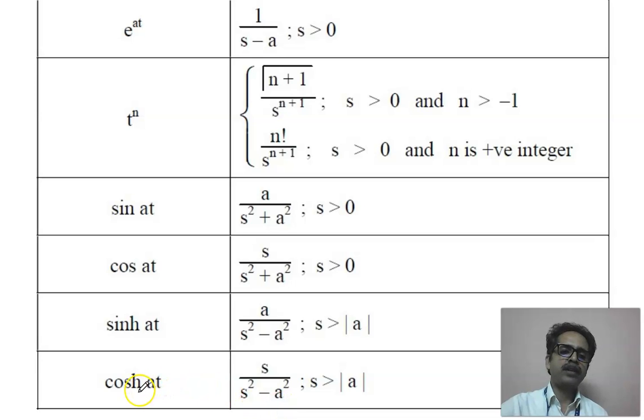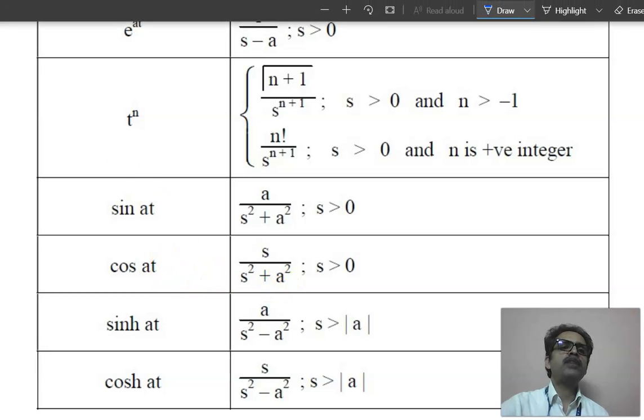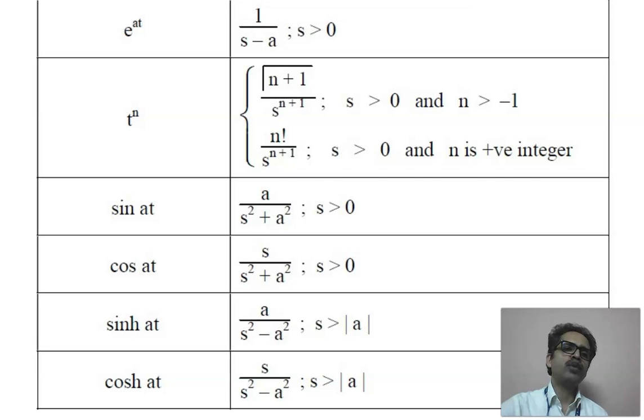So you can see the last entry here, cosh of at. A is a constant. That means the Laplace transform of cosh of at is s upon s square minus a square. Also, the Laplace transform of cos at, a is a constant here, is s upon s square plus a square. Likewise, the inverse Laplace transform of s upon s square plus a square is cos at. So this table is very basic, very important, very useful.